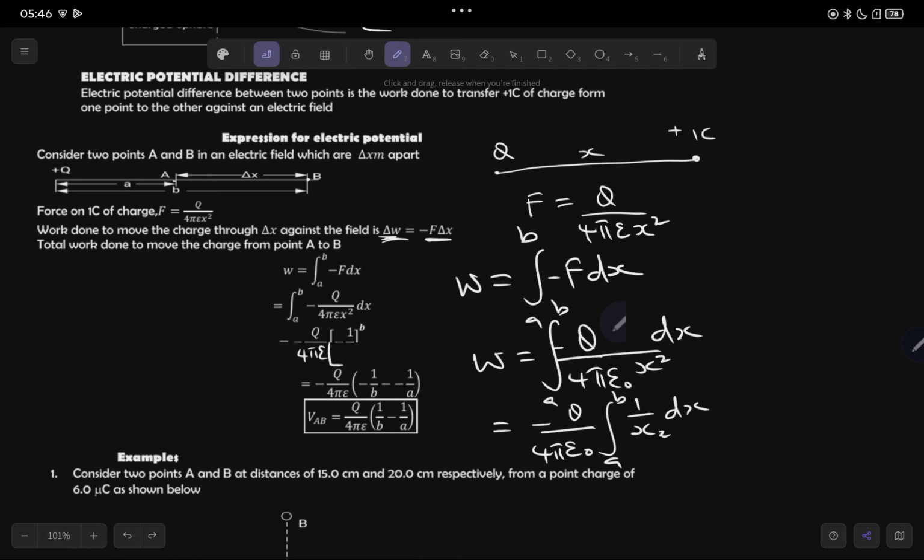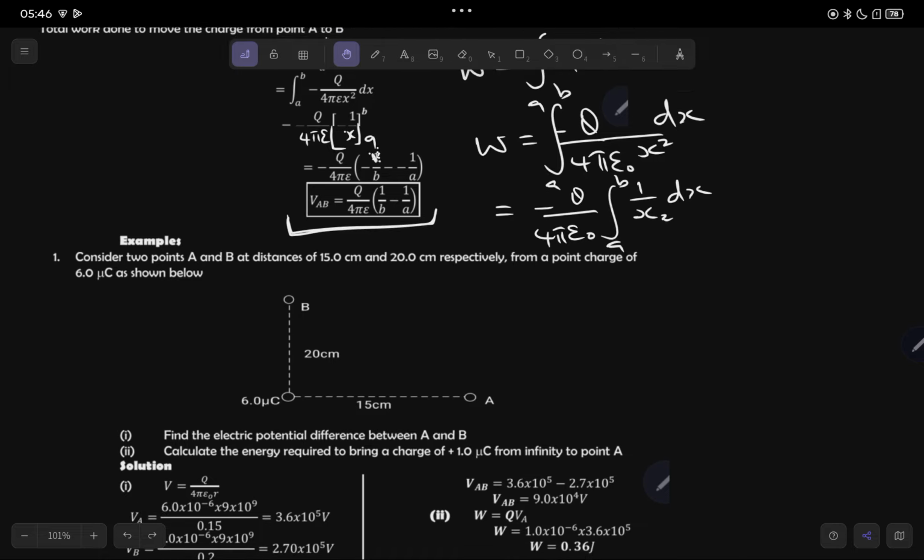Now, when we integrate this, we get negative 1 over x, still integrating from A to B. When we put back our limits, we get negative 1 over B minus negative 1 over A, and this comes out as our potential difference between the points A and B. However, I encourage people to always look for electric potential at the different points, then subtract, especially in view that sometimes we have negative values which might confuse us when we try to substitute them directly into the formula.